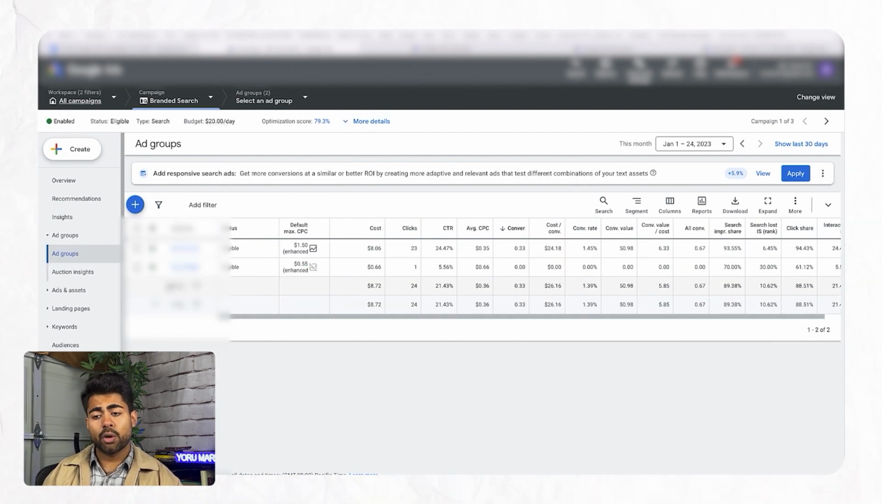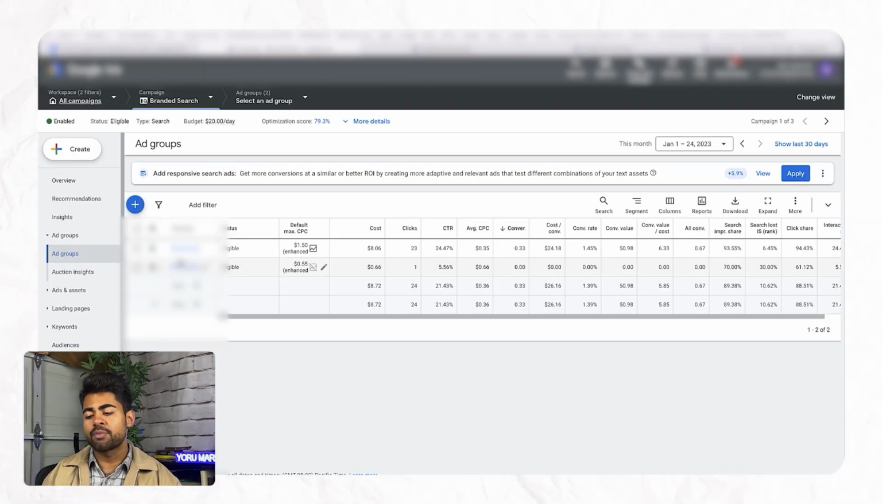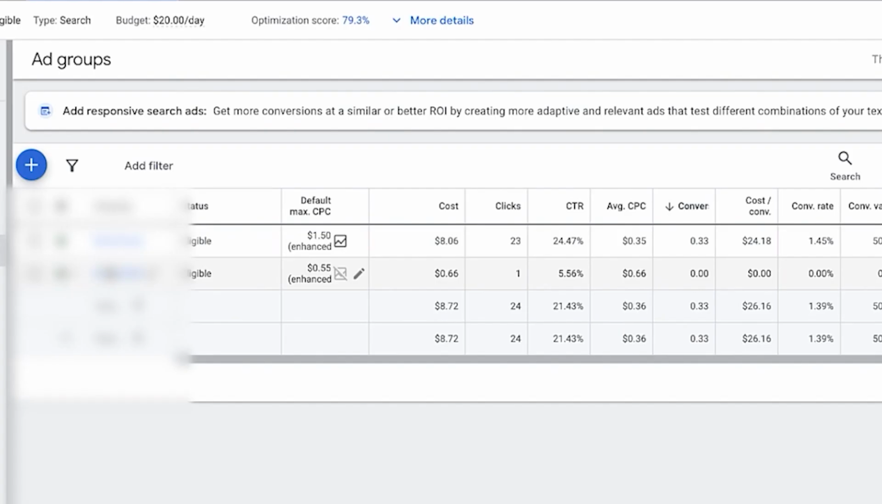And obviously, you don't want to just target the exact phrase match for your competitors' keywords. You also want to do things like broad keyword targeting, maybe broad match modifier. How you do it is entirely up to you. The important thing again is to have your competitor search terms ranked right over here. But that's essentially the first new strategy I'll be implementing for a lot of the e-commerce brands I'm handling.